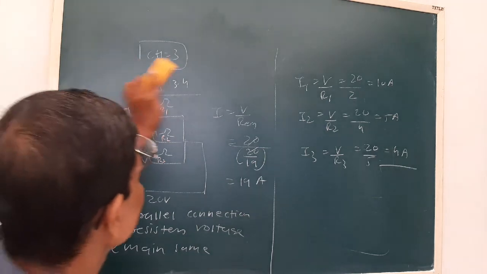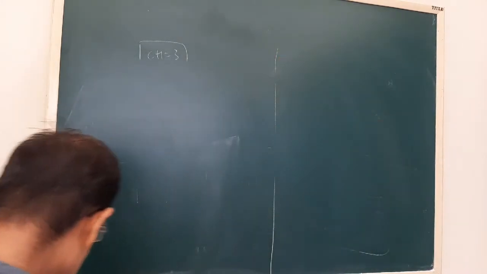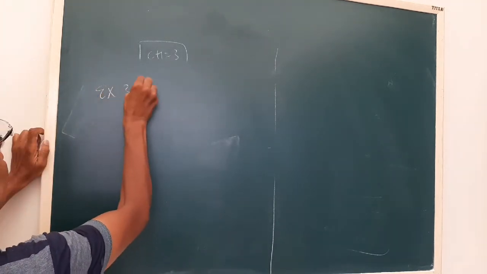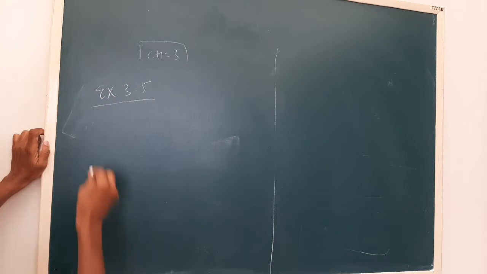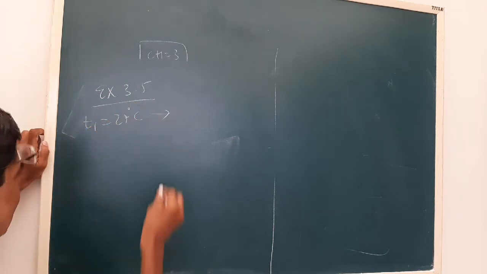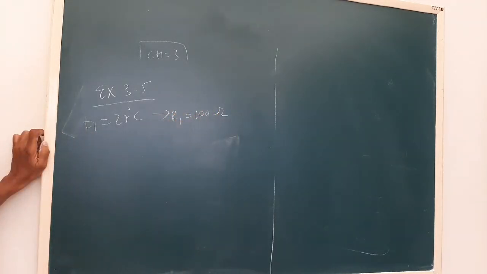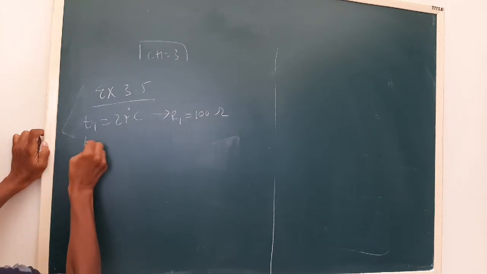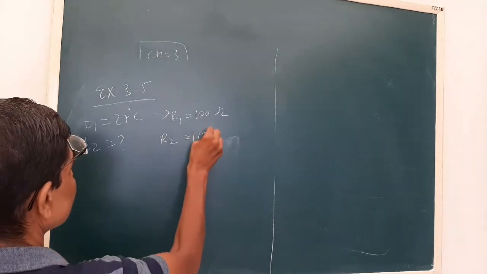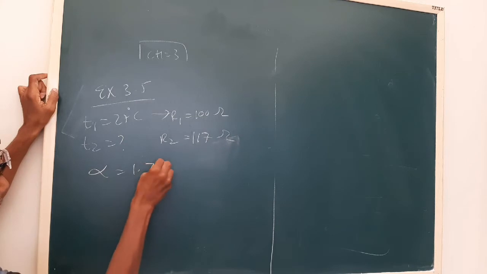Now see, next is exercise sum number 3.5. At room temperature, that is 27 degrees Celsius, the resistance of the heating coil is 100. Now, what is the temperature T2 we have to find out, if the resistance becomes 117. Now the alpha, that is the temperature coefficient, is given.